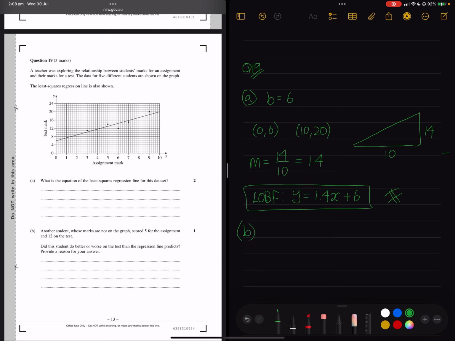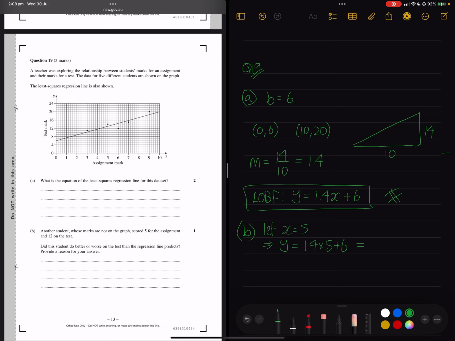Now for part B, another student whose marks are on the graph scored 5 on the assignment and 12 on the test. Did the student do better or worse on the test than the regression line predicts? Well, the regression line predicts that if you got a 5 on the assignment, you carry it up. So we can let x equal 5. We find that the predicted test mark is 1.4 times 5 plus 6.